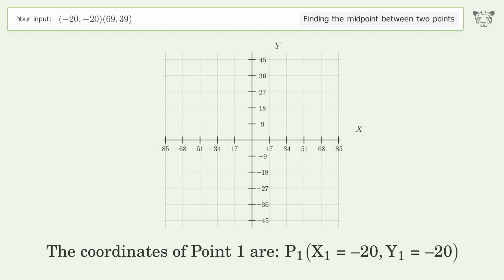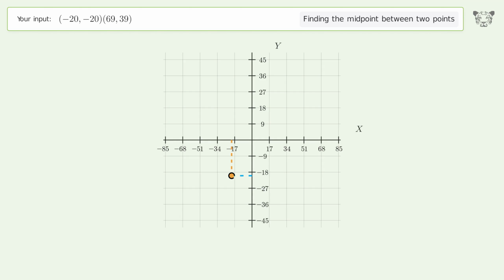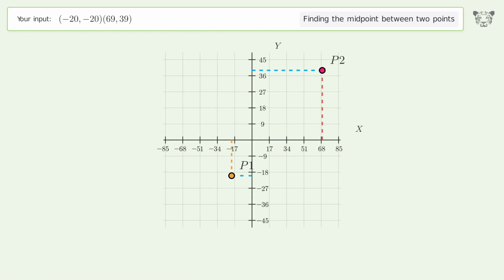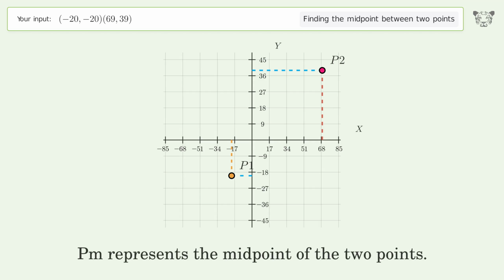The coordinates of point 1 are x1 equals -20, y1 equals -20. The coordinates of point 2 are x2 equals 69, y2 equals 39. PM represents the midpoint of the 2 points.